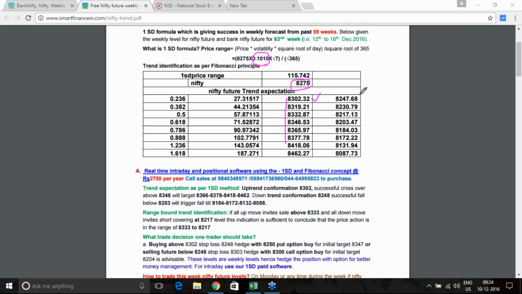Above 8302, the trend is up. Below 8248, the trend is down. If the uptrend breakout is given, the first target will be 8347. Second will be 8366. Third will be 8378. Like this, you will get the fourth target and fifth target. In the same way, if the downtrend breakout is given at the 8248 level, then the first target will be 8203. Second will be 8184, and so on till 8087 you can expect.